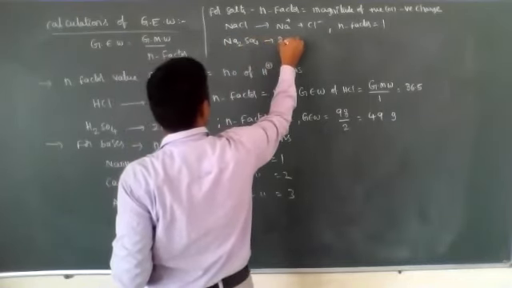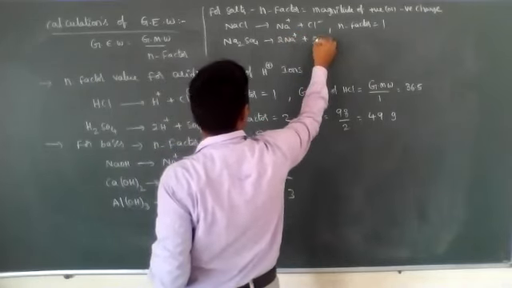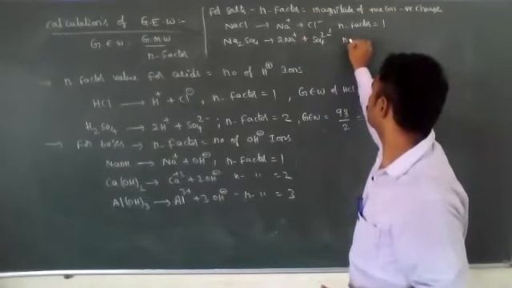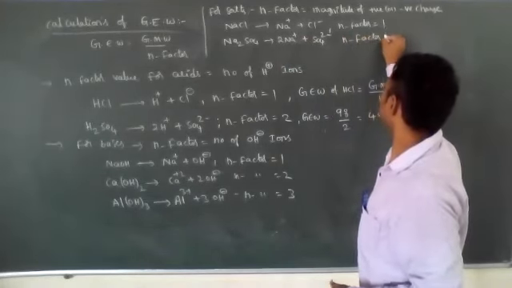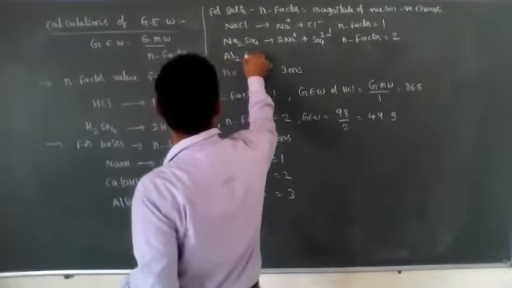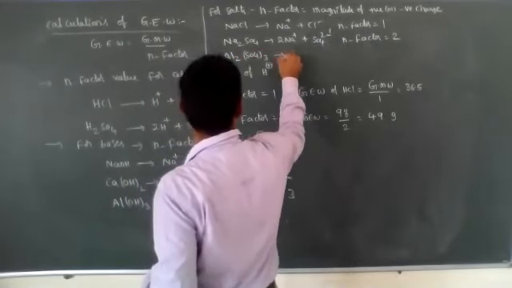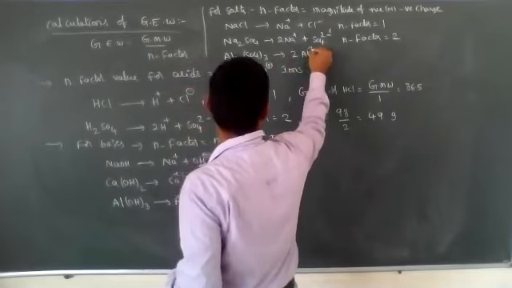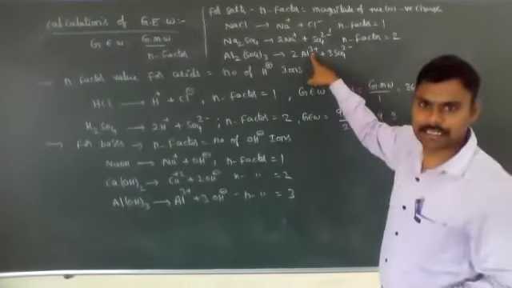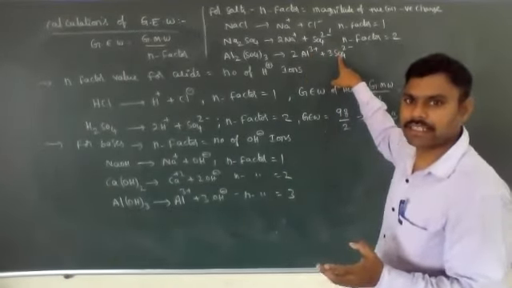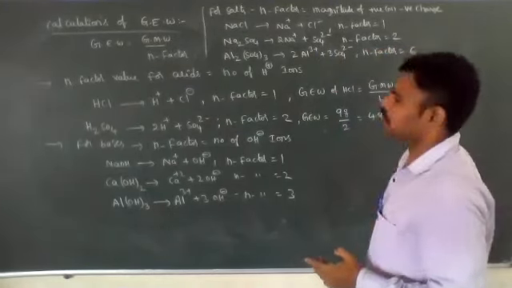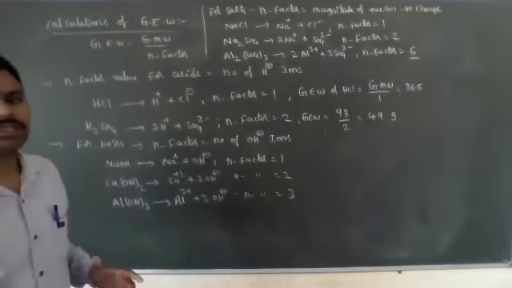Na2SO4 produces 2 Na plus and SO4 2 minus. In total, how much positive charge is present? 2 units positive charge, or 2 units negative charge, so n factor is equal to 2. Al2(SO4)3 means 2 Al 3 plus and 3 SO4 2 minus. See, 2 times 3 is 6: 6 units positive charge as well as 6 units negative charge. That's why n factor is equal to 6. For Al2(SO4)3, n factor is equal to 6.